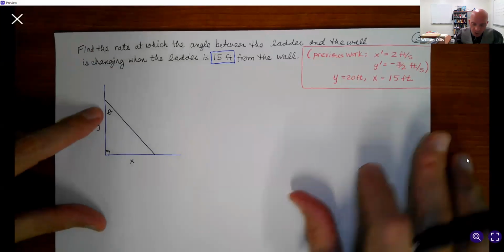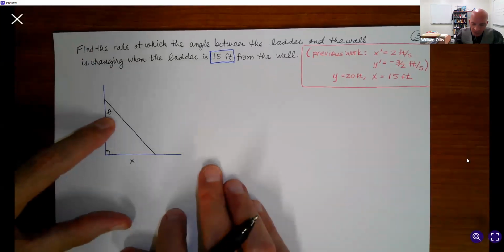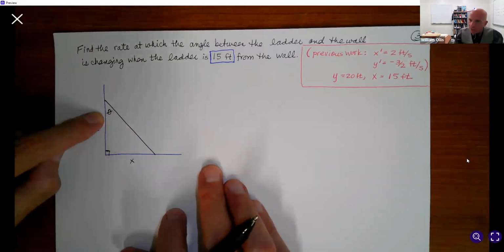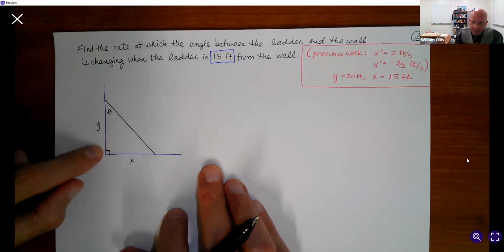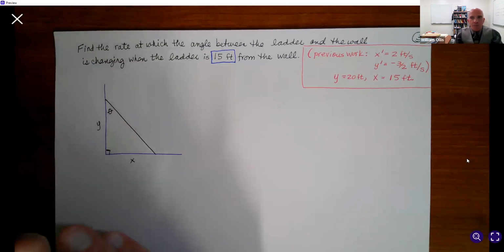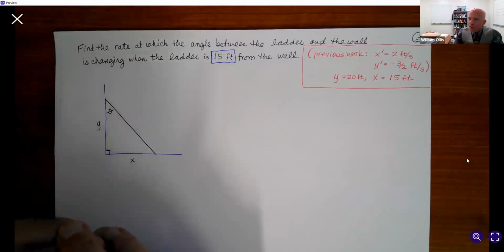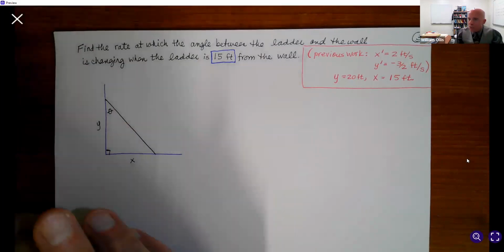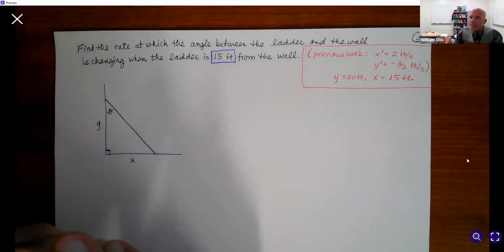So now what you notice here is that the angle is made by the ladder and the wall of the house. So this introduces right angle trigonometry. Now, students often say, well, what trig function do I use? And I'll say, you choose.